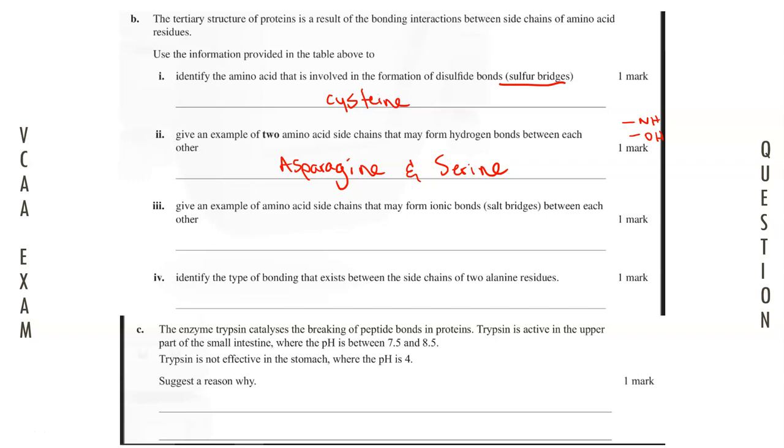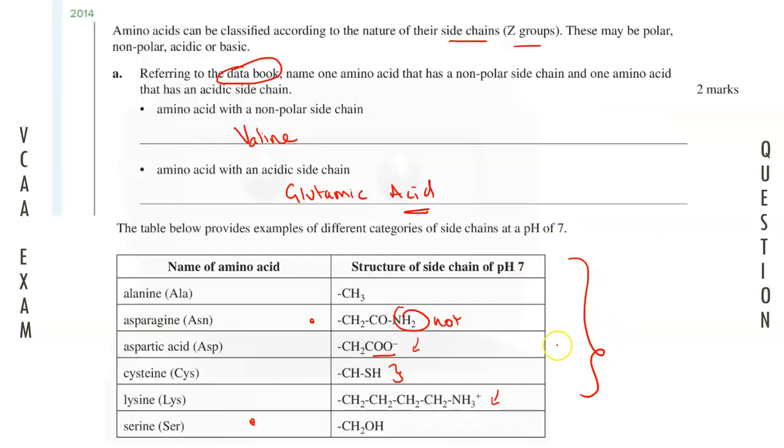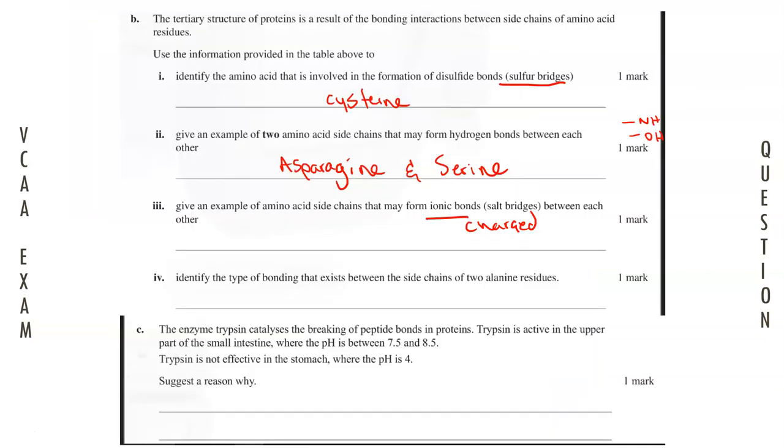Give an example of amino acid side chains that may form ionic bonds, salt bridges between each other. So we're going to be looking for ones that are charged. And we know they gave us some of those because we pointed them out before. So we're going to look for our aspartic acid because it's ionized, and lysine. So these will be aspartic acid and lysine.